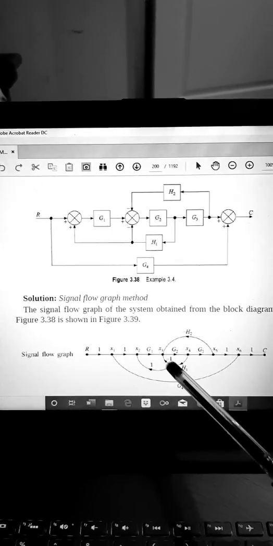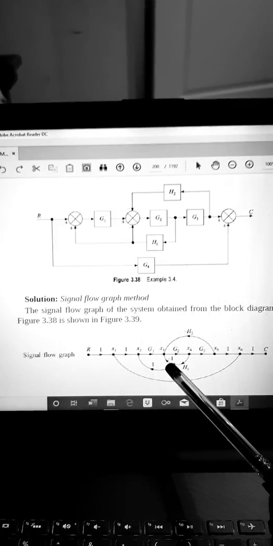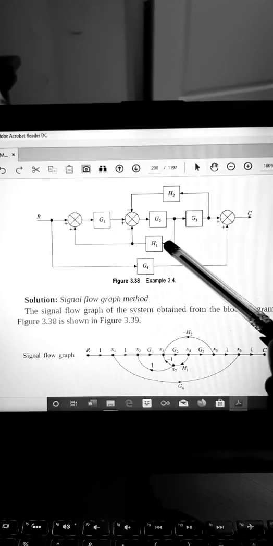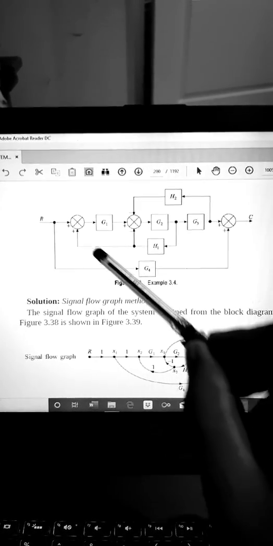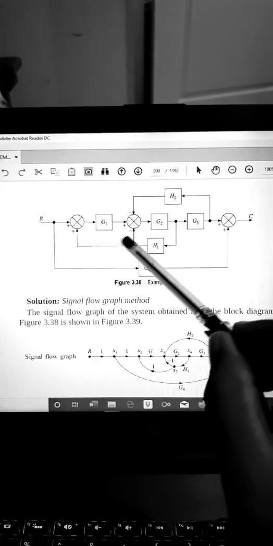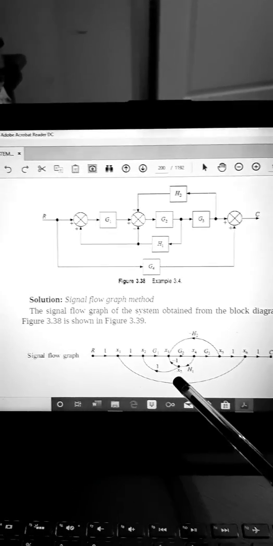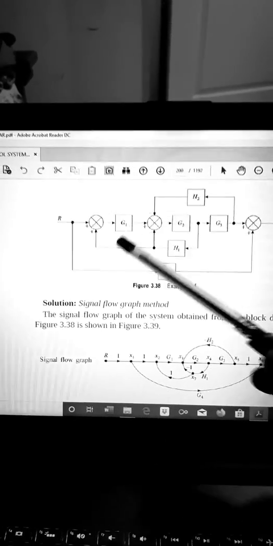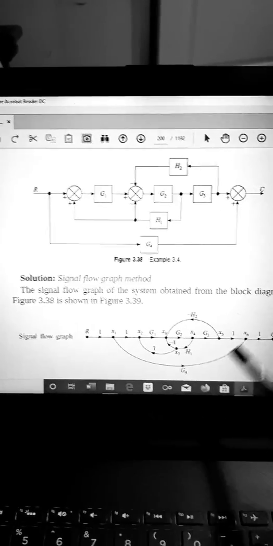In between, this also is considered as a node, that is represented as x7, and from x4 it will come to x7, then x3. From x7 to here, all the multiplying gain factors are 1, 1, you can see, and here it is -1, and here it is +1, and here it is G4.